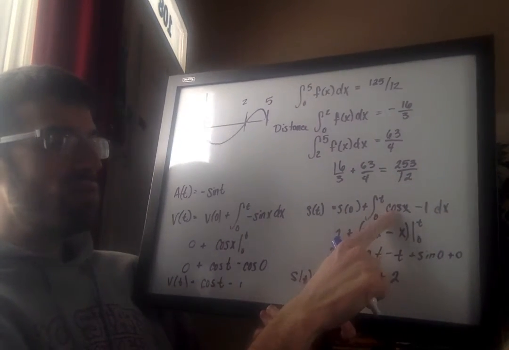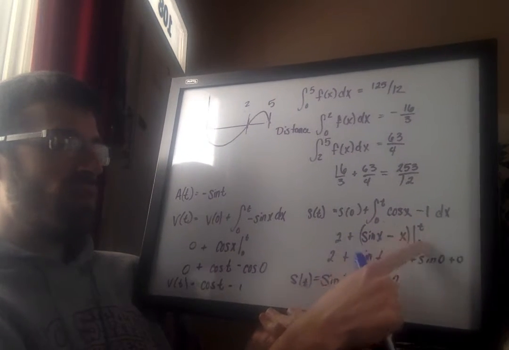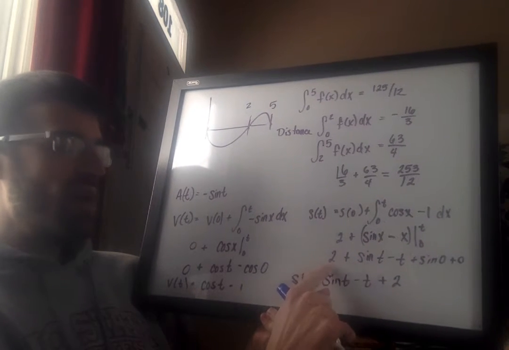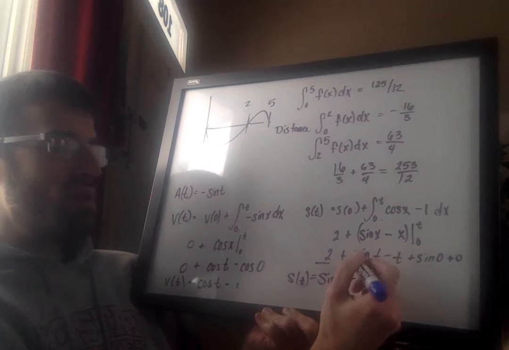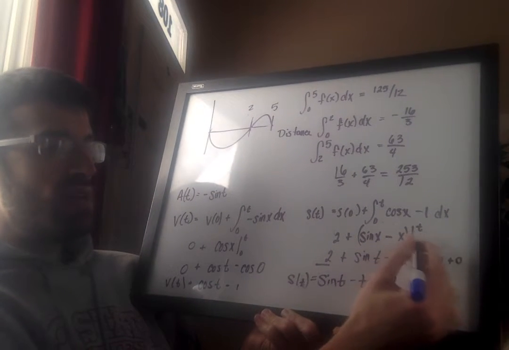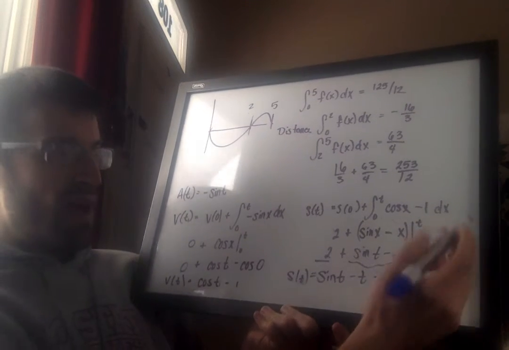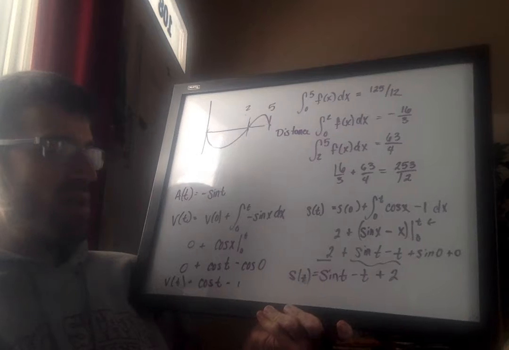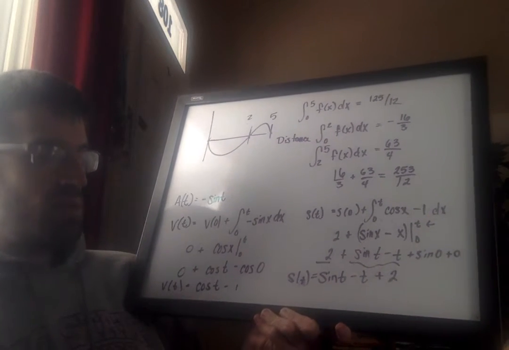To integrate cosine of x minus 1, that's going to be sine of x minus x, evaluated from 0 to t. I'm going to have this 2, which was given as s sub 0. Then sine of t minus t is going to be your evaluation at t. Then I had to evaluate it at 0, and that should have gone away. So my position function should have been sine of t minus t plus 2.